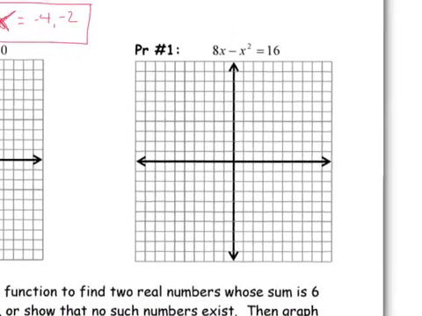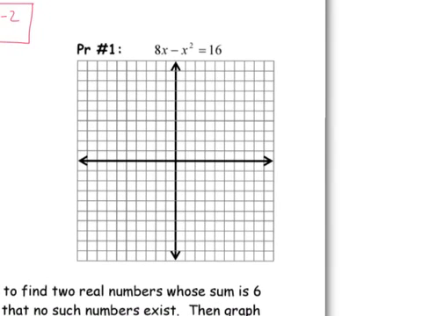So try this one. The only thing is, it's not ready to be graphed. You have to first set it equal to 0, then find the related function. So let's do that together. Let's say I was to subtract 16 from both sides. I'd end up with negative x squared plus 8x minus 16 equals 0.